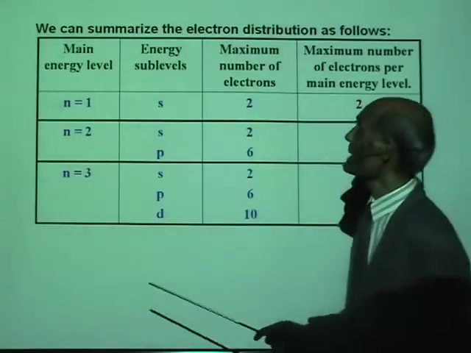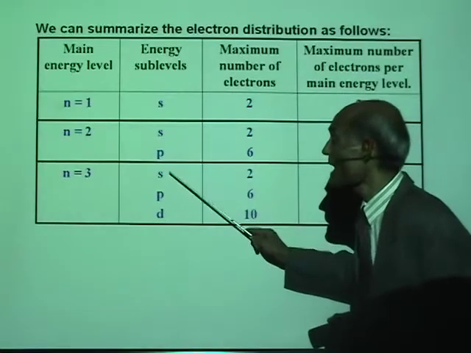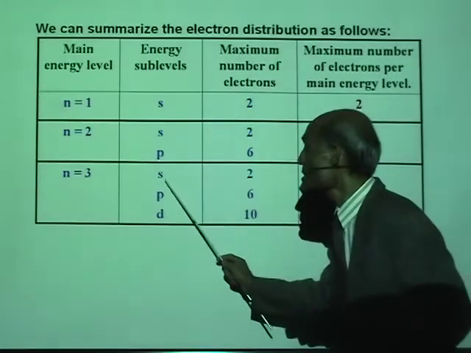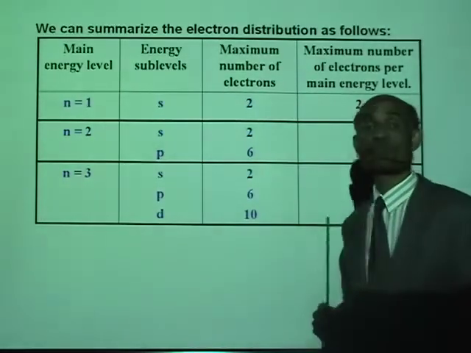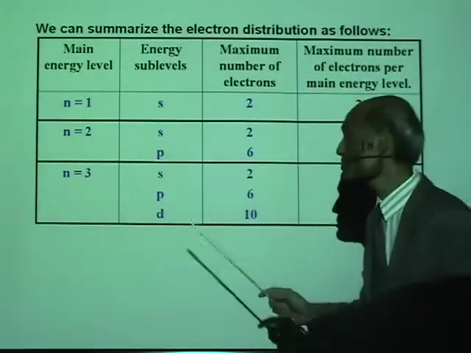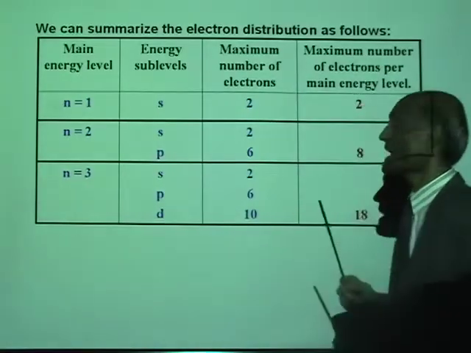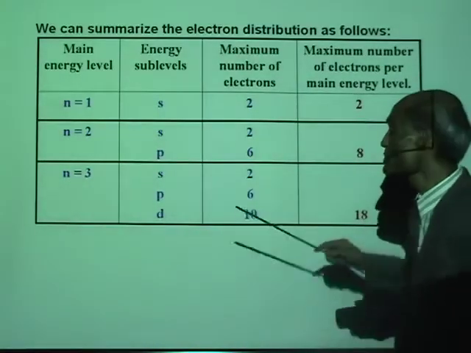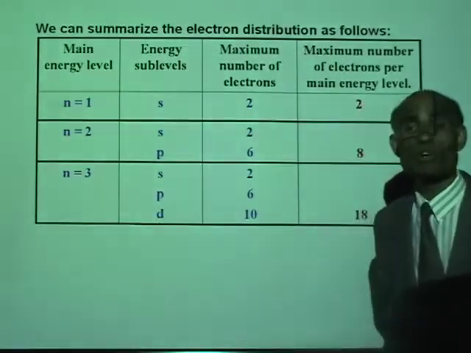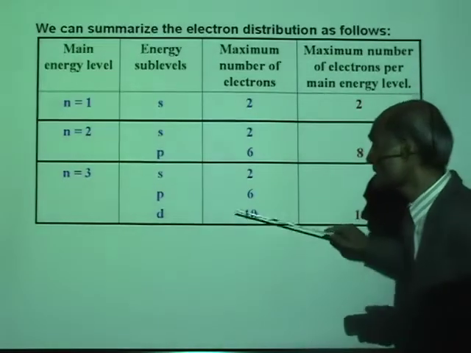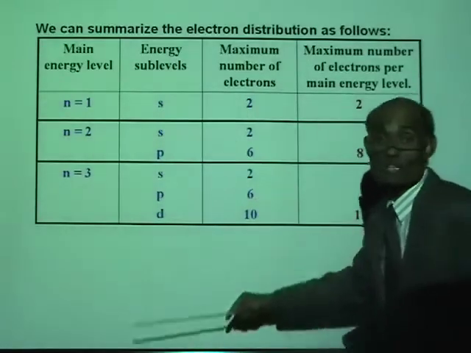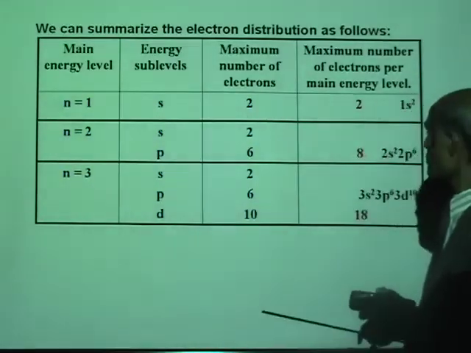How about n equal to 3? N equal to 3 can have S, P and D subshells. The S subshell can have a maximum of 2 electrons. The P subshell can have a maximum of 6 electrons. And the D subshell can have a maximum of 10 electrons. The total number of electrons in the main energy level corresponding to n equal to 3 will be 10 plus 6 plus 2, 18. Well, we can actually go on, but I don't think you want that.